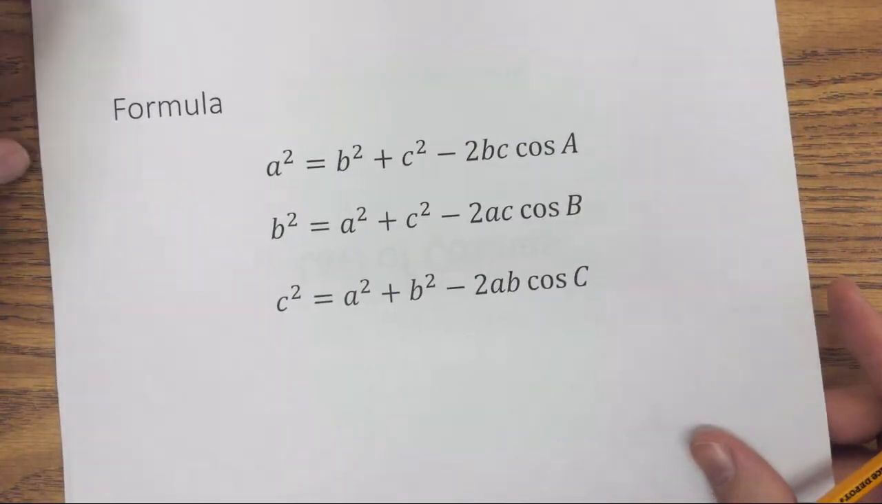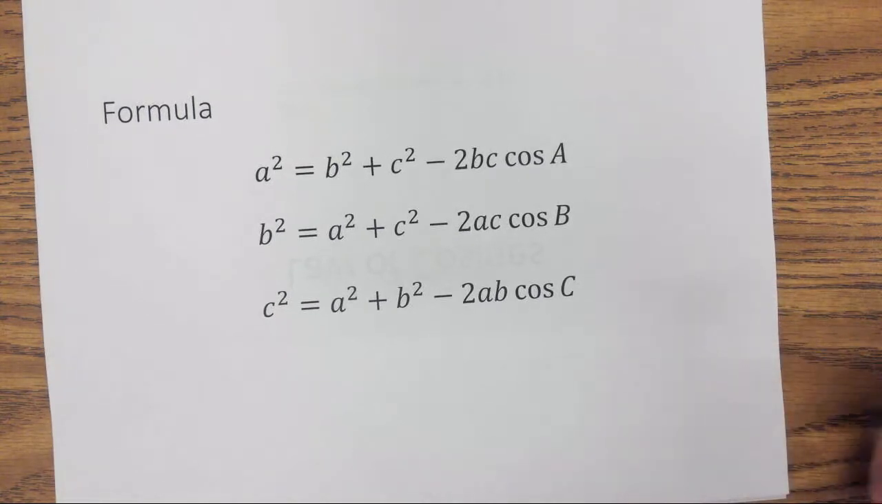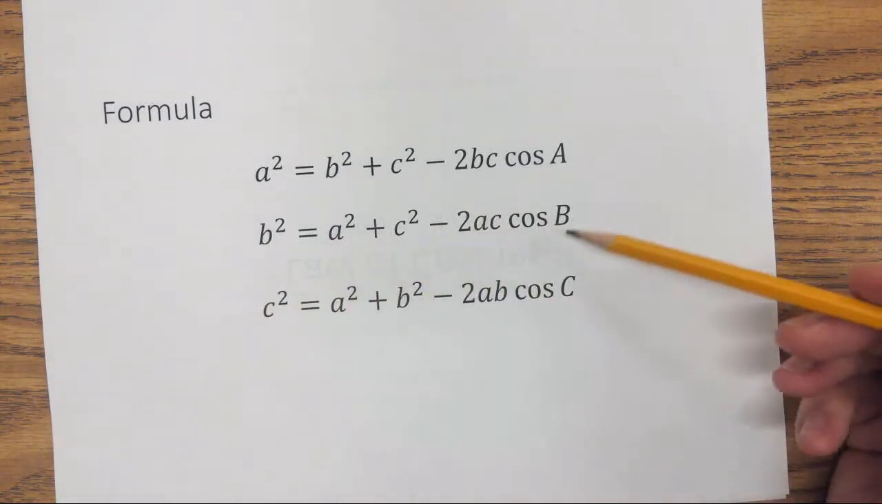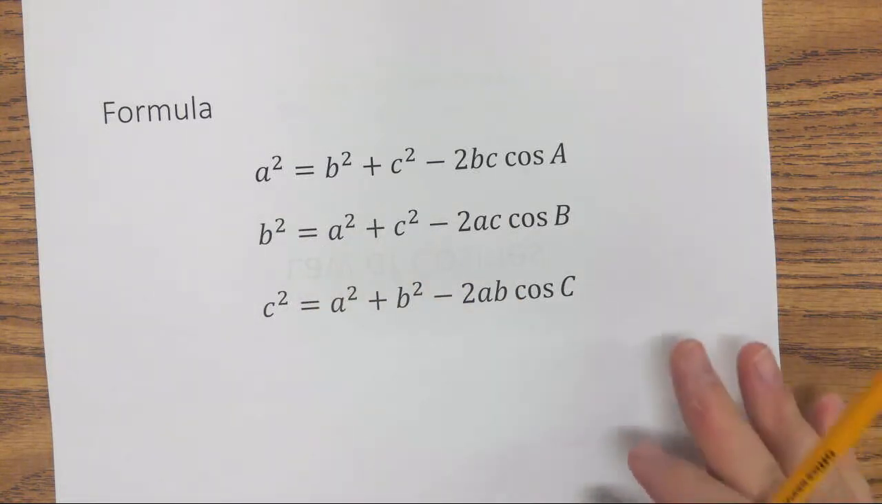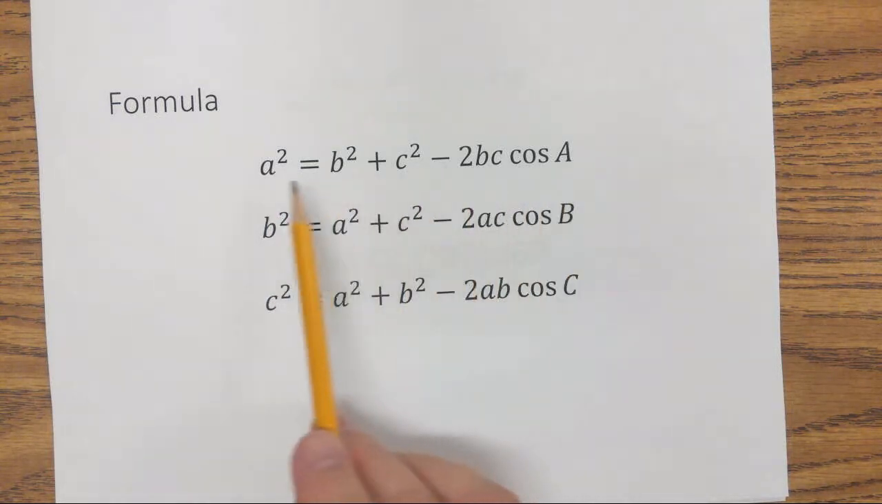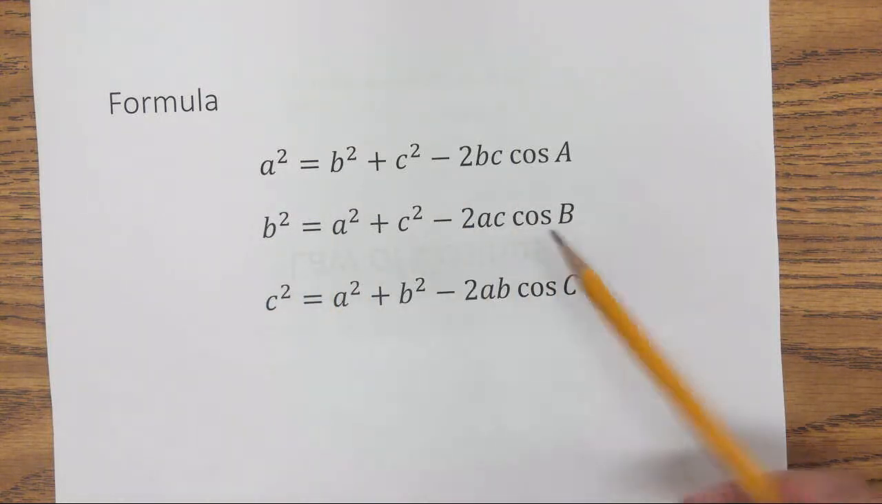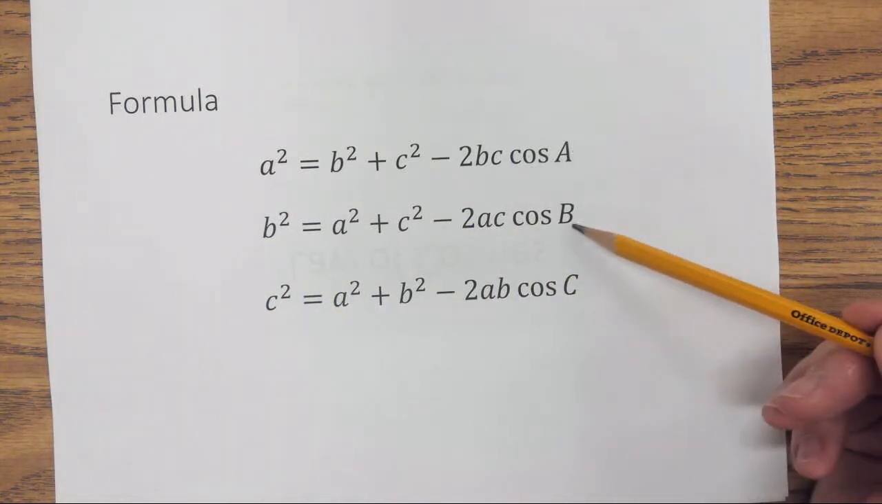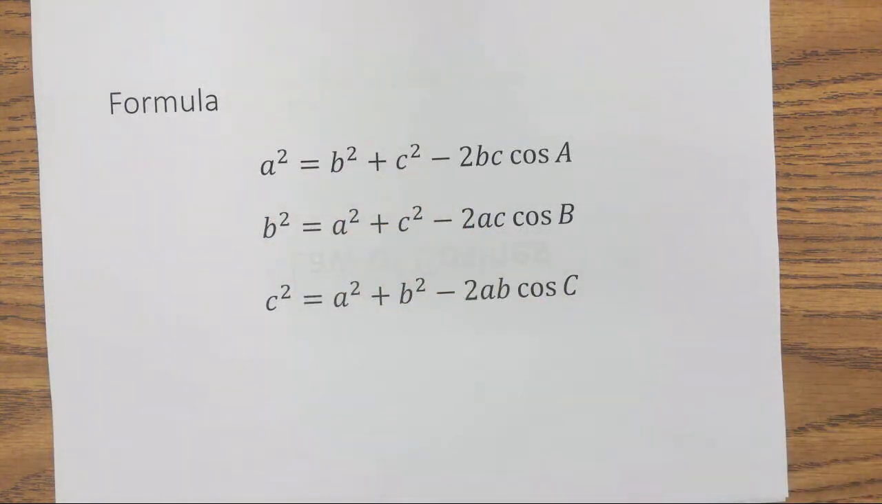So the law of cosines is just a formula, and it's really the same formula over and over again, but the sides kind of mix and match and move around depending on what you're looking for. So using this formula, you can find anything that you want, whether it be an angle here or any of the sides that you need to find.